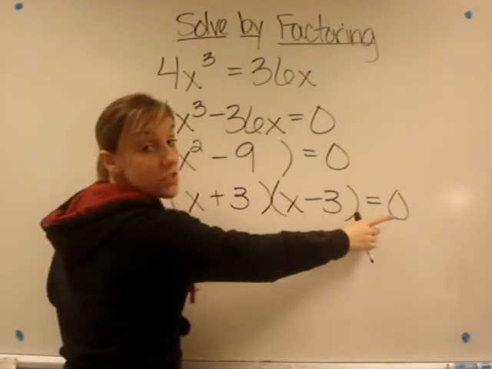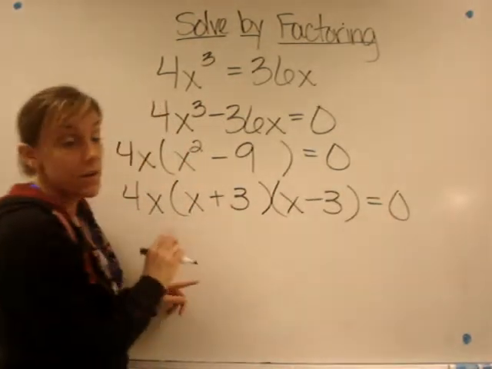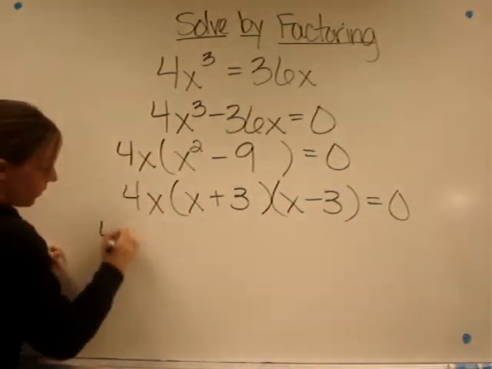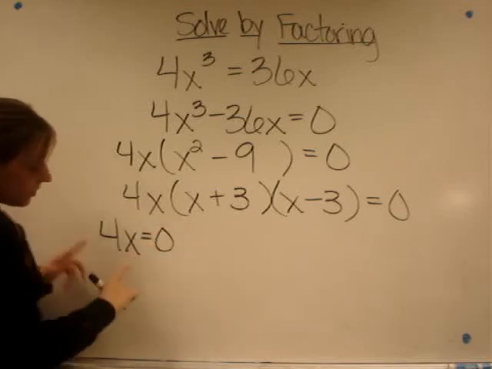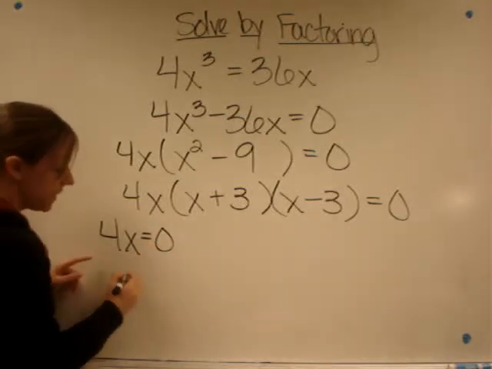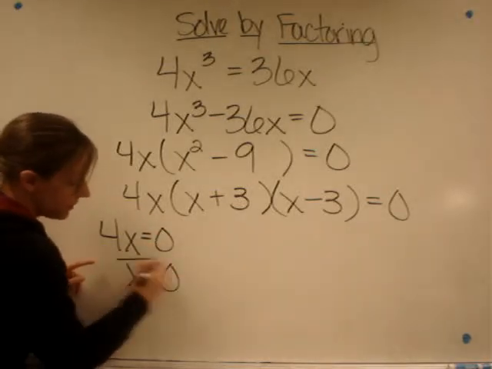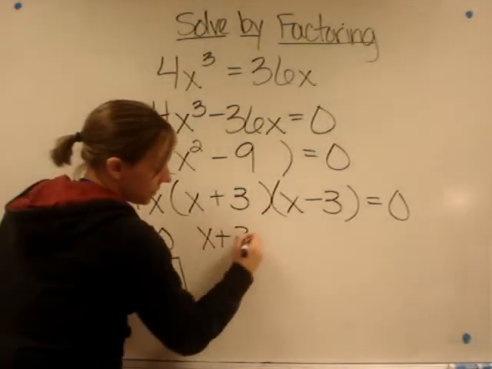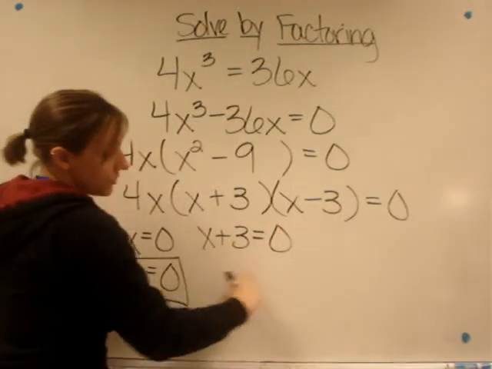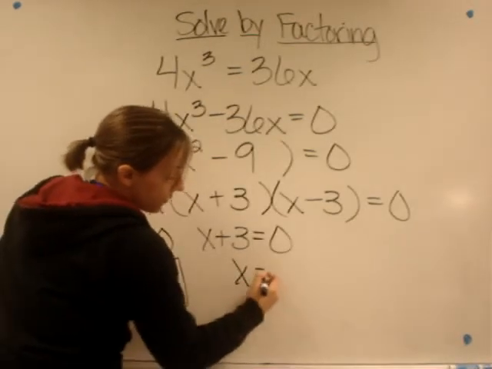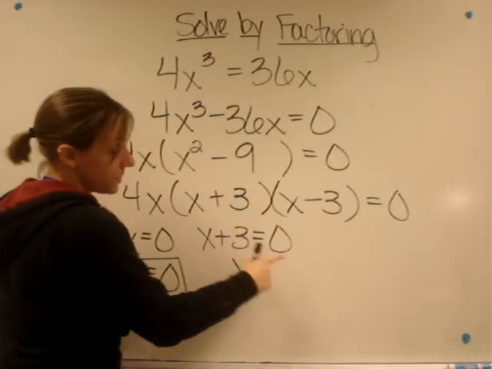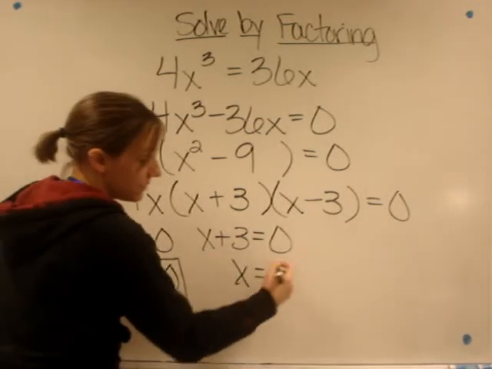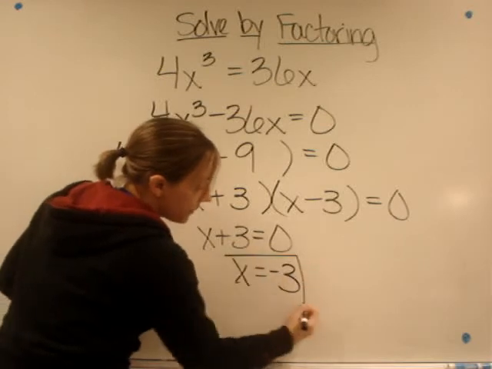So since we have to solve, since it says equals 0, that means that each of these equals 0. So 4x equals 0. When you divide by 4, you get x is 0. There's one solution. Okay, x plus 3 equals 0. You subtract your 3 over. Remember, our solutions are the opposite of our factors. So when you subtract it over, you get a negative 3.